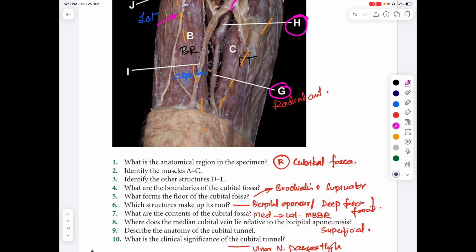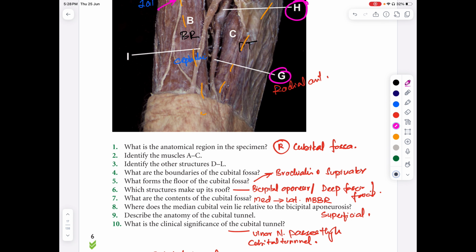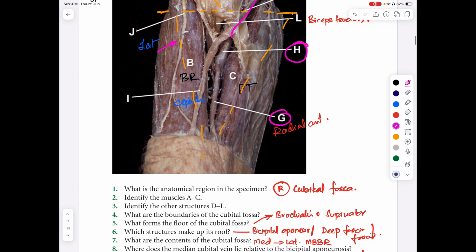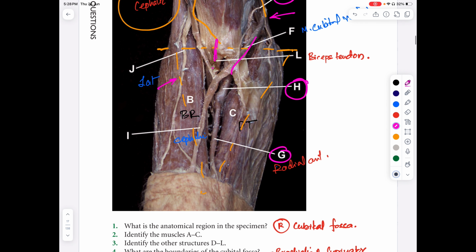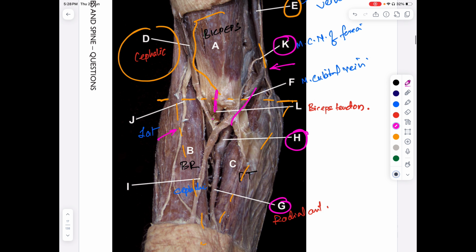Boundaries of the cubital fossa: it is a triangular intermuscular space, bounded superiorly by a line connecting the epicondyles, medially by pronator teres, and laterally by the brachioradialis. The floor is formed by brachialis and supinator. This is biceps brachii, and this is the brachialis and supinator muscle. The roof is comprised of the bicipital aponeurosis and the deep fascia of the forearm, and skin.